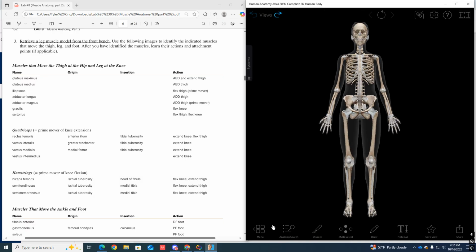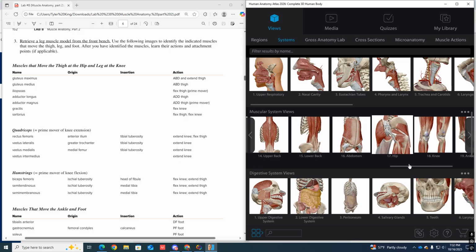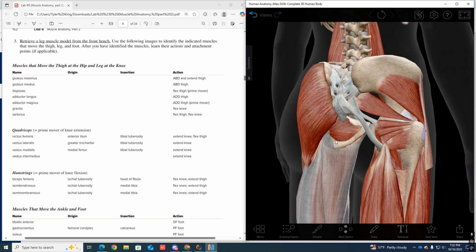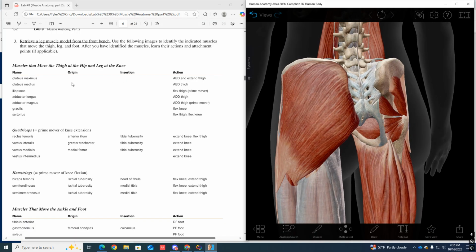and the hip, okay? So let's get back to our muscle view here. Let's go down to the hip here. Perfect. All right. A lot of muscles. We're going to talk about a select few of them, okay? So the ones that move the hip and the thigh, okay?